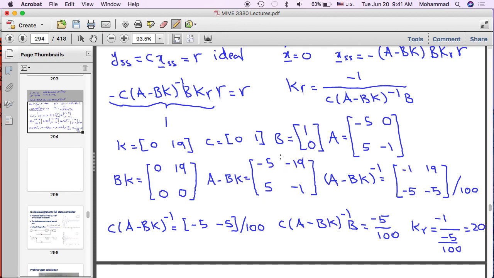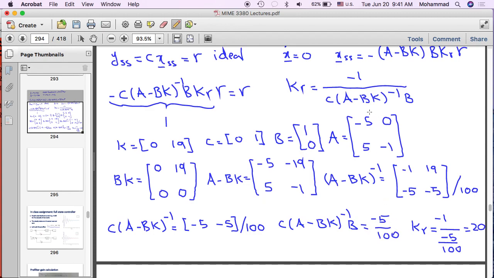So A minus BK is this matrix. Then I found the inverse of A minus BK, which is still a 2 by 2 matrix. And this 100 is the determinant, so we are dividing by the determinant. Then we pre-multiply that 2 by 2 matrix by C, which is a 1 by 2 matrix, so the result is 1 by 2. And then post-multiplied it by B, so 1 by 2 multiplied by 2 by 1 is a 1 by 1 matrix, otherwise known as a scalar. So this is the result of that multiplication.